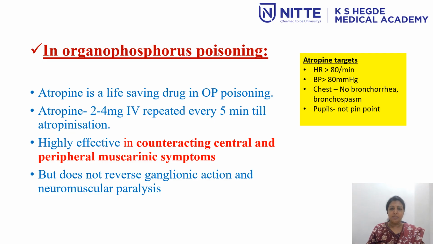It will block the muscarinic receptors, and it is highly effective in countering the central as well as the peripheral muscarinic symptoms. But atropine does not reverse the ganglionic action and neuromuscular paralysis. So the first choice of drug in organophosphorus compound poisoning is atropine. You can also use oximes.